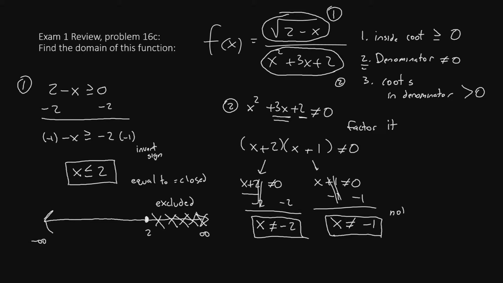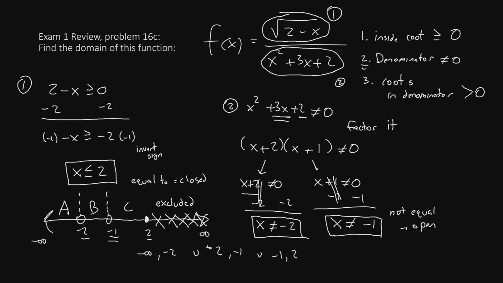Now, since these are not equal, they will be open circles. So we'll place an open circle at negative 2 and an additional open circle at negative 1. These will create breaks in the domain. Therefore, we will have three pieces in our solution: piece A, B, and C. Piece A will go from negative infinity to negative 2. Union piece B, which goes from negative 2 to negative 1. Union negative 1 to 2 for piece C.